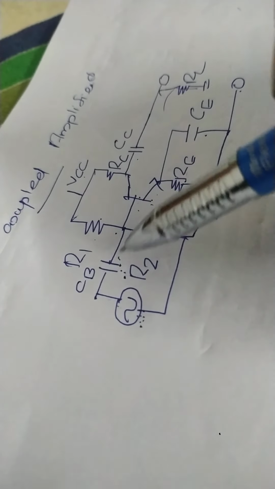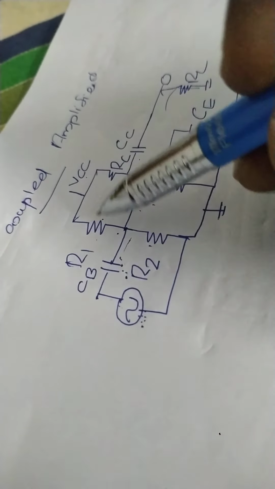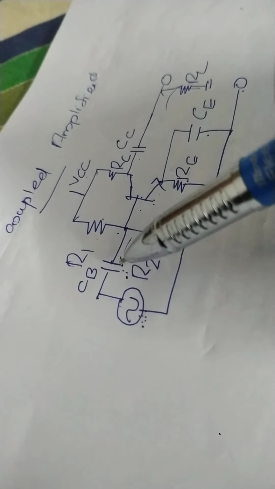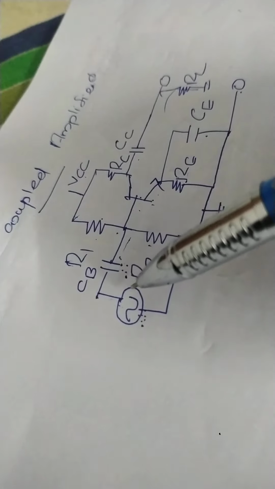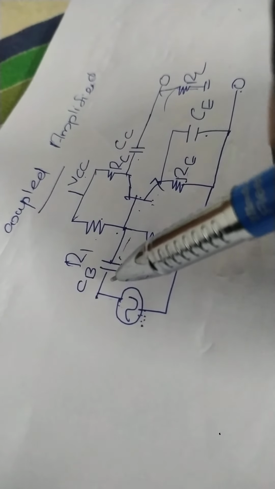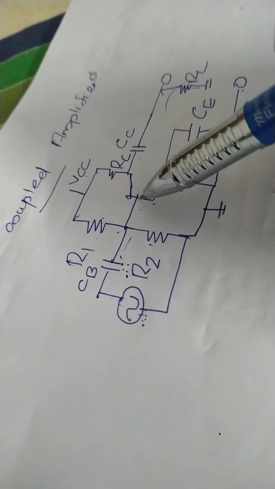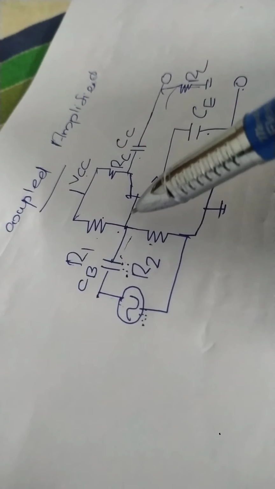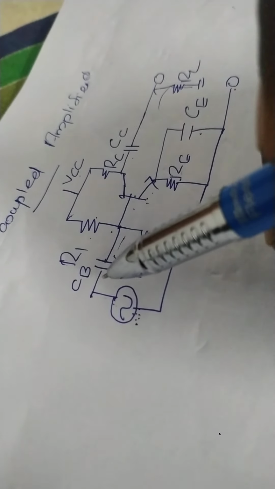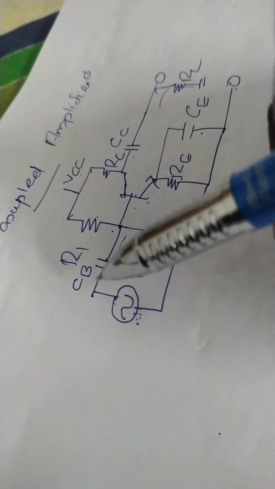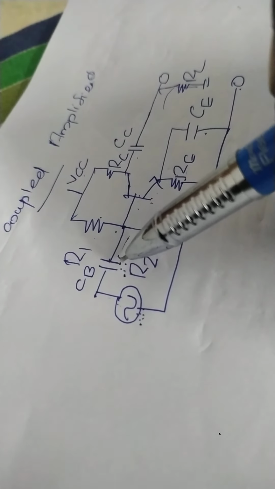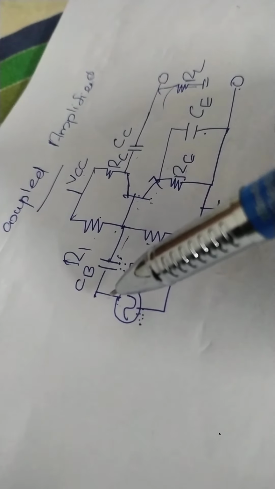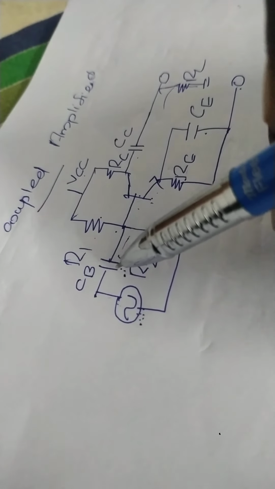So in order to protect the signal source from the DC voltage at the input, we use this capacitor. Another function is to pass only the AC components to the base region. This capacitor mainly blocks the DC signal and passes only the AC signal to the transistor.